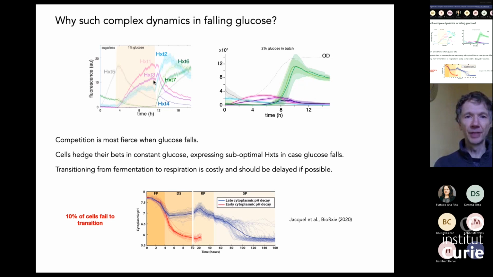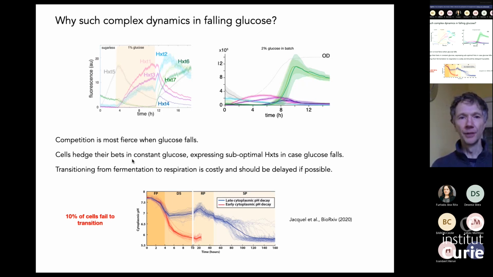Also, of course, when you see this variability, you can choose to interpret it in terms of bet hedging, where potentially cells, even in this high glucose, choose to express this medium affinity transporter in case glucose falls, so that they're willing to take a reduction in fitness in the current conditions for a possible improvement in fitness in the future. Glucose tends to fall.